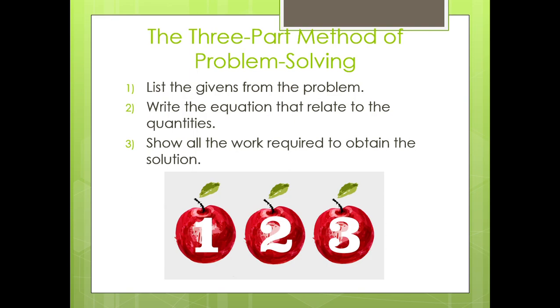Number 2, write the equation that relates the quantities. Keep in mind that you will use specific formulas for specific problems, so make sure you write your formula so you know what you are applying to the problem. And lastly, show all the work required to obtain the solution. You need to do everything step by step.